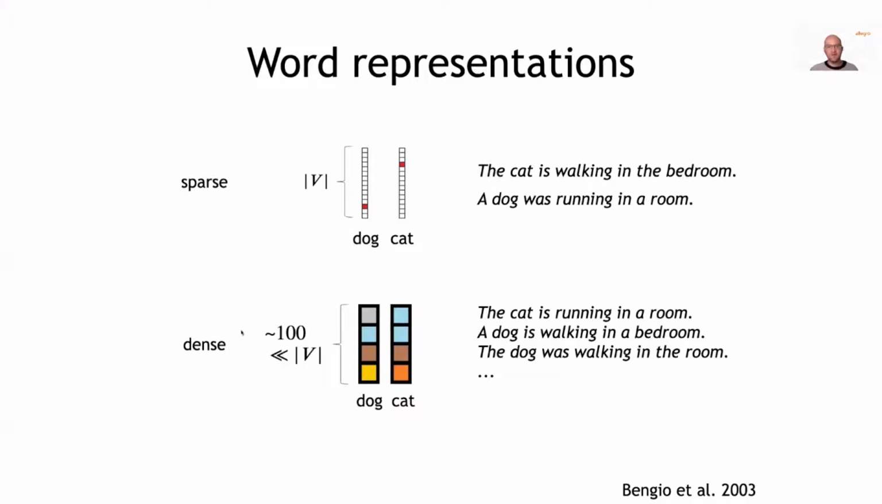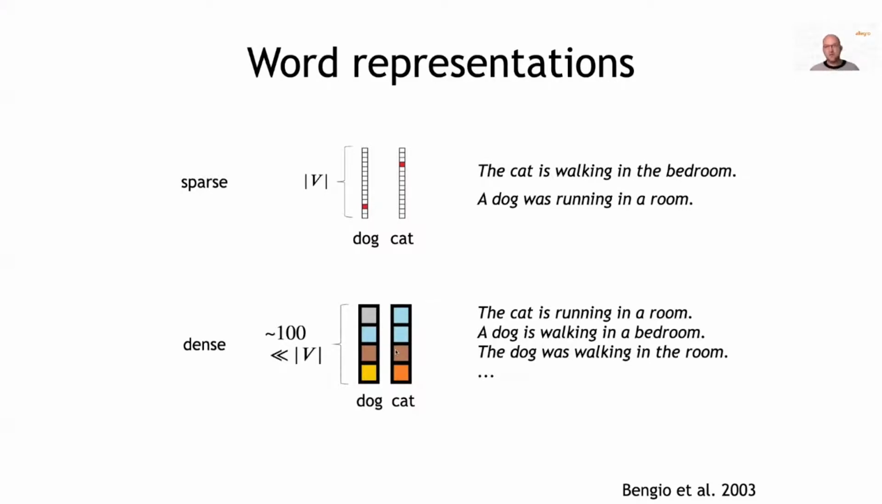And the idea is to represent words using much shorter vectors. V is the size of the vocabulary here. But in such a way that similar words will have similar representations. So this is a crucial step.